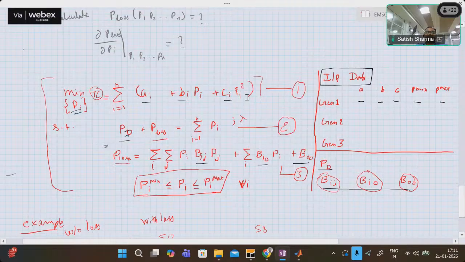And instead of typing, you can raise your hand. We can unmute you. Ashish, do we have any doubt? Shantanu?